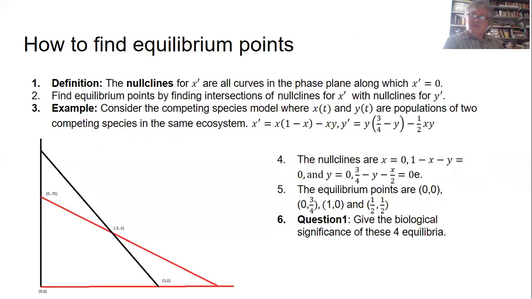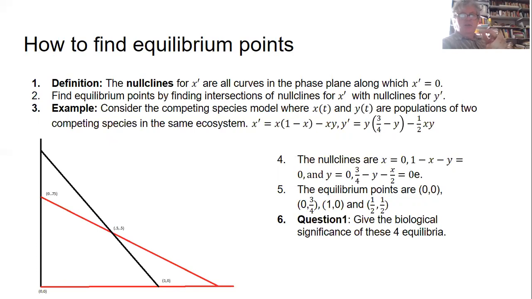Okay, so we have a few things I have to teach you. The first thing is how to find equilibrium points. The interesting new bit of terminology here is nullcline. A nullcline for some derivative is the curve in the phase plane for which that derivative is zero. So you have x nullclines and y nullclines. The x nullcline is where x prime is zero. The y nullcline is where y prime is zero.